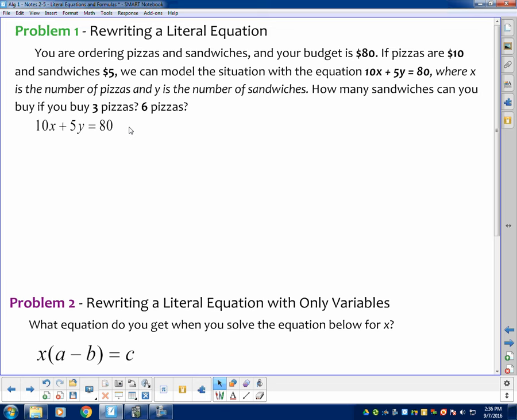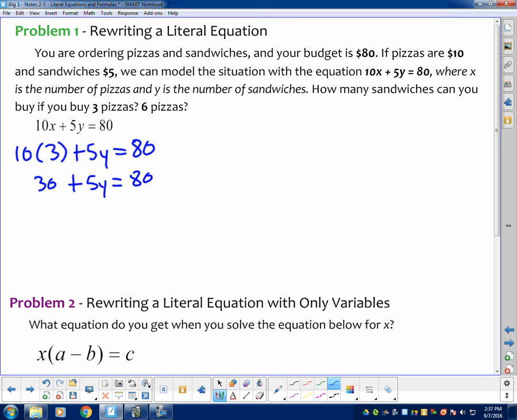If it was just asking how many sandwiches you can buy if you buy 3 pizzas, we could go directly to plugging in 3 for x and solving. As soon as I do that, I only have one variable. 10 times 3 is 30. And I can solve for this variable y, subtract 30 from each side. So we have 5y equals 50. Then divide by 5 on each side. So y equals 10.